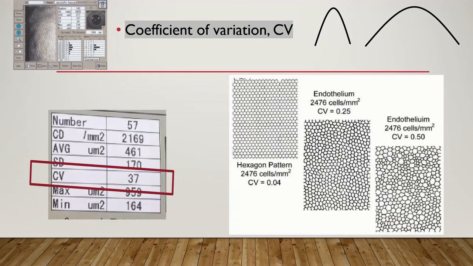In this example, the number of the cells is the same, 2,476, in all examples. But here the coefficient of variation is 4%, here it is 25%, here it is 50%. So simply, looking at this number, you can figure out if there is much variation between the size of the cells or they are very close to one another.